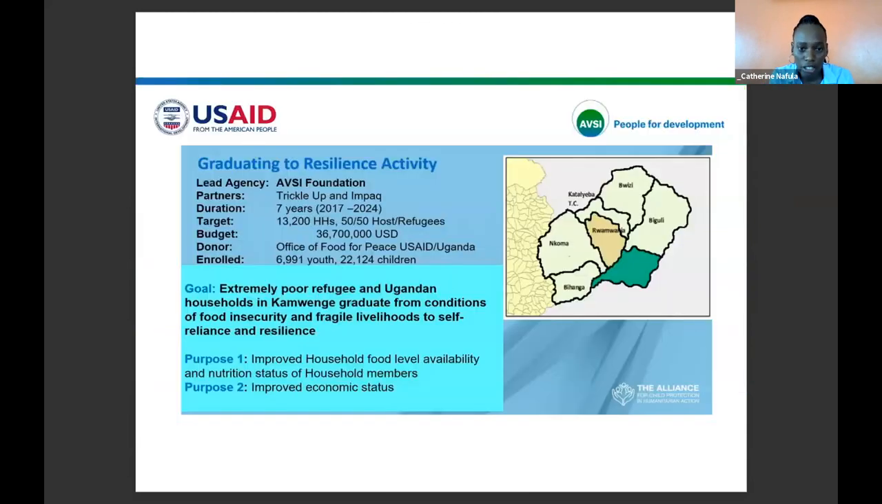Yes, so AVSI is an international organization that has its projects all over the continent. It has projects in livelihood, we address education, shelter, and protection. But today we are going to be introducing to you the Graduating to Resilience activity. More than one quarter, which is 26% of the world's 25.4 million refugees, mostly women and children, live in sub-Saharan Africa. Uganda is home to over 1.5 million refugees who may experience limited community support, poverty, and limited access to basic needs and health services. So all these factors may have harmful effects on the development and growth of children.